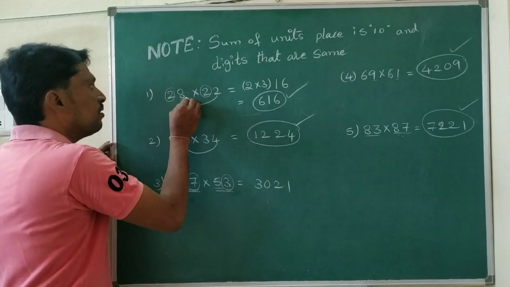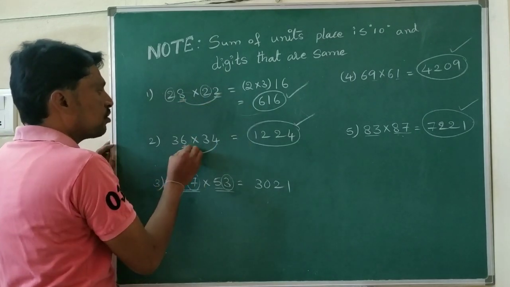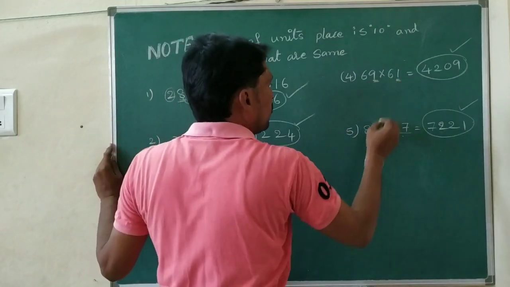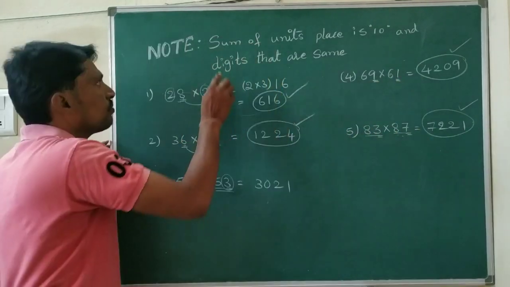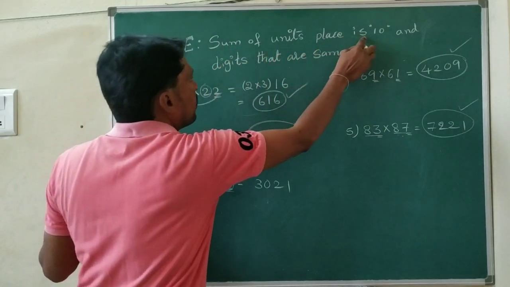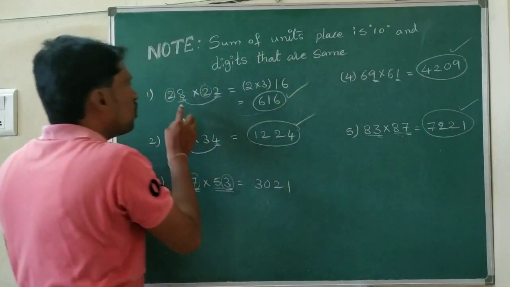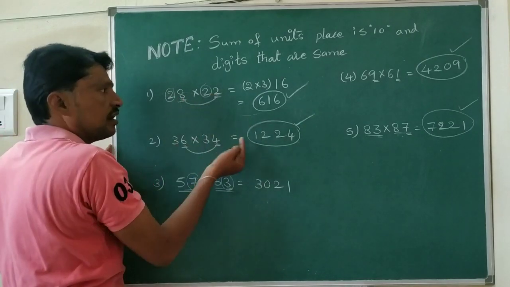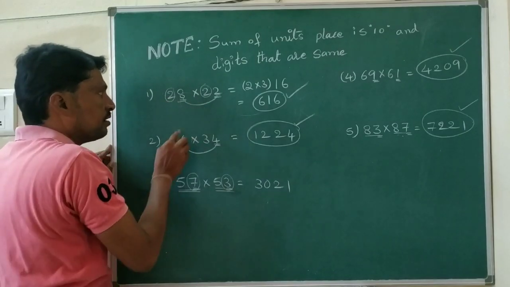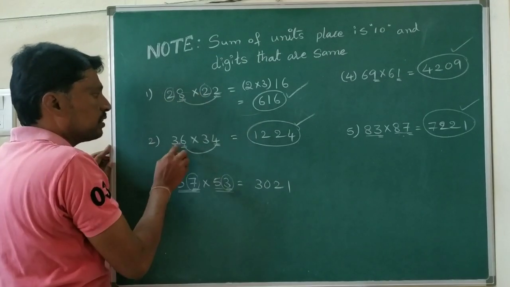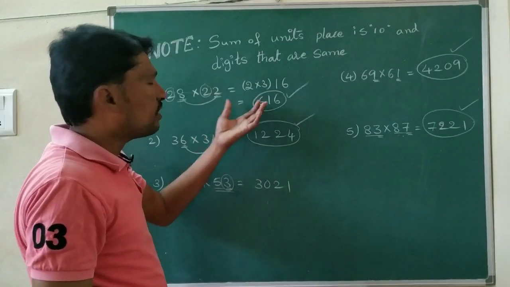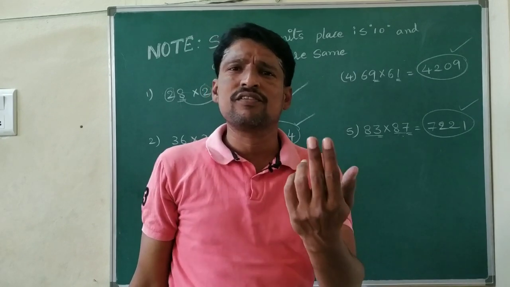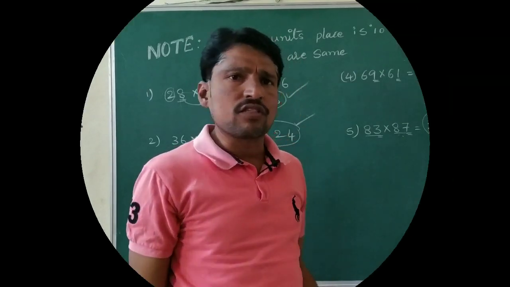So when to apply this method: note that the sum of units place digits is 10. Here 8 plus 2 is 10, 6 plus 4 is 10, 7 plus 3 is 10, 9 plus 1 is 10, 3 plus 7 is also 10. The sum of units place is 10 and the tens place digits are the same, like 2, 2, 3, 3. It is the very easiest process, taking only 2 or 3 seconds, less than 5 seconds.